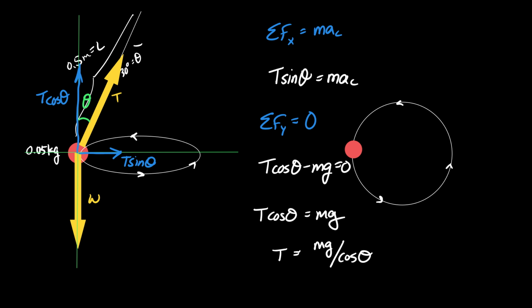I'm going to leave it like this. I'm purposely going to leave it like this, okay? And I'm going to continue the problem with symbols. Are you guys okay with that? But you could stop and put numbers in. In fact, it's not that big a deal. It's 0.5 divided by cosine of 30 degrees. So I get 0.577 for the tension. Is that what you guys get?